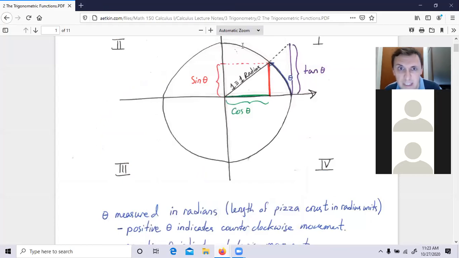God damn it! It's glitching. So let me do another screen share.